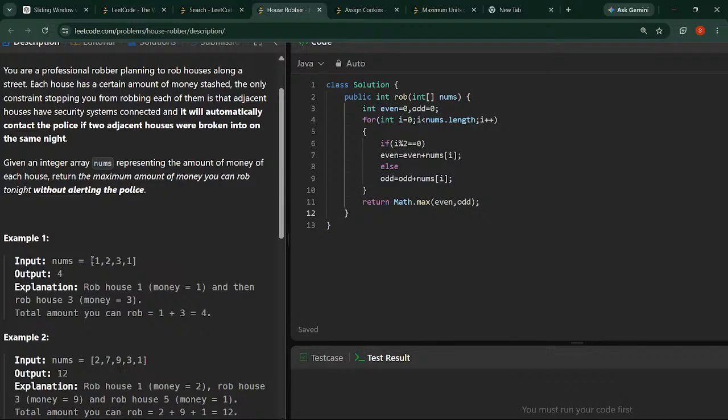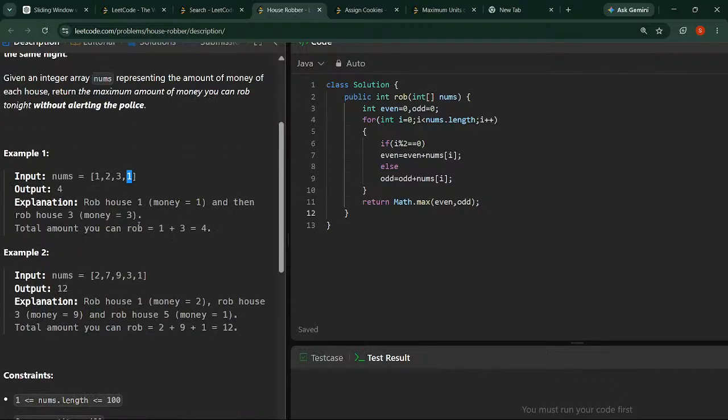Okay, and to rob the adjacent. Will be robbing this one, or I can also rob one and one also, right? Rob house one and then rob three. Total amount you can rob is four. Rob house one and then rob house five. Total amount you can rob is 12.